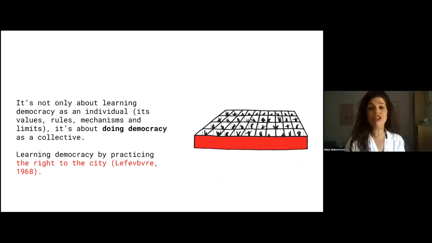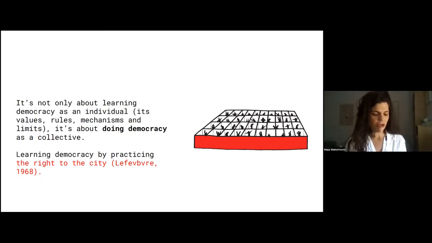So I think this is a huge challenge, how to transform this mentality, which is very present in contemporary society. When we want to teach citizenship, it's not only about learning democracy as an individual. It doesn't end when a learner, a student, is equipped with certain skills that will support him or her to participate in society, but it is about doing democracy as a collective.